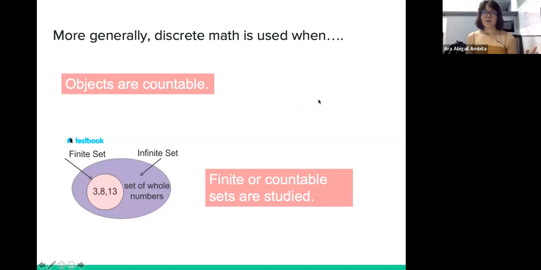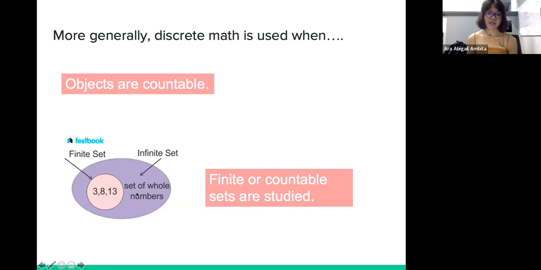More generally, as we mentioned earlier, discrete math is a branch of mathematics devoted to studying discrete objects. But what is a discrete object? When we say discrete, we refer to something that is distinct or separated. In other words, the objects are countable. Discrete math is also used when we deal with finite or countable sets.